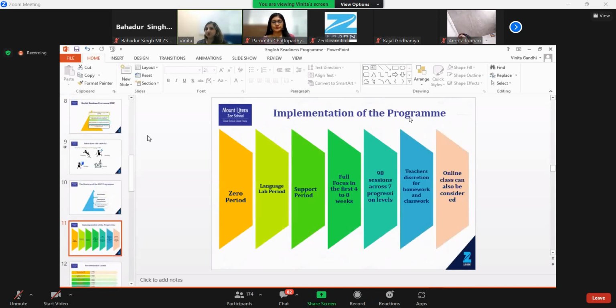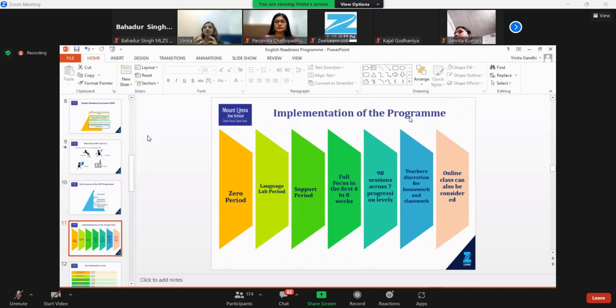The zero period, which is followed by my assembly, and the language lab are where you can try and conduct this ERP. You can also utilize a support period. We recommend that full focus is given to the first 4 to 8 weeks when the school begins. And as we said, where GCL ends is where ERP begins. Keep that in mind, each one of you. It's designed for 98 sessions across 7 progressive levels.